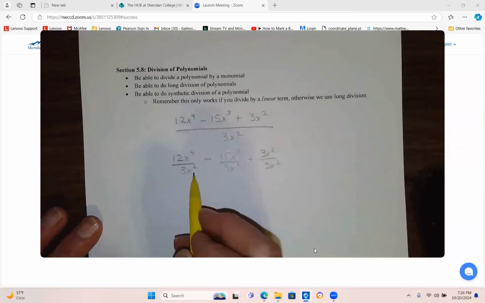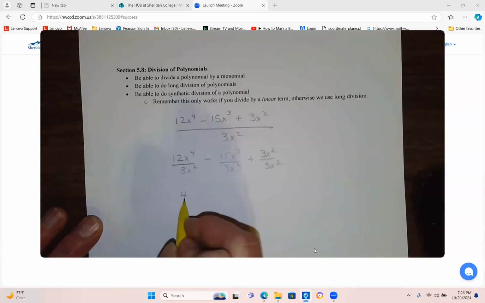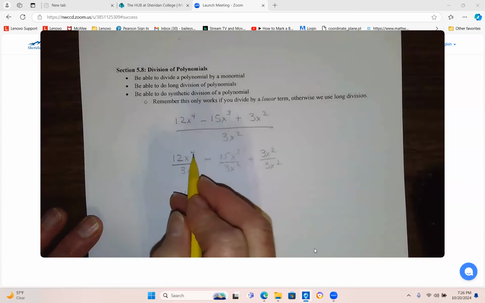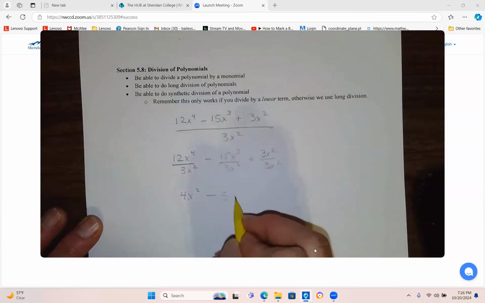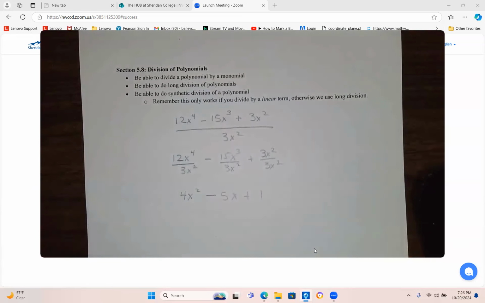But then you reduce each of these. So you've got a 4. You subtract exponents. 4 minus 2 is 2. Minus 5. 3 minus 2 is 1. And then this divided by that is 1. So, all righty, that's a polynomial divided by a monomial.